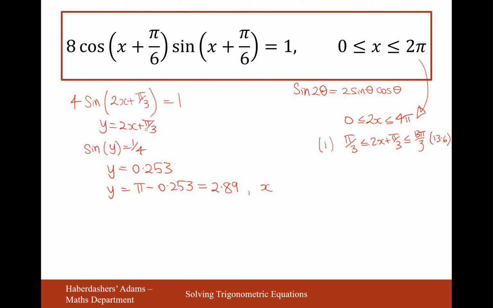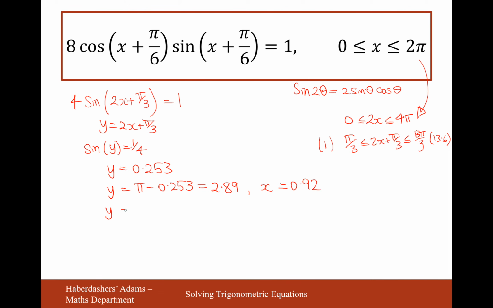I'm going to take away pi by 3 and divide by 2. Take away pi by 3. Hold on, take away brackets pi by 3 and then divide by 2. So that's 0.92. So my first x solution is 0.92.